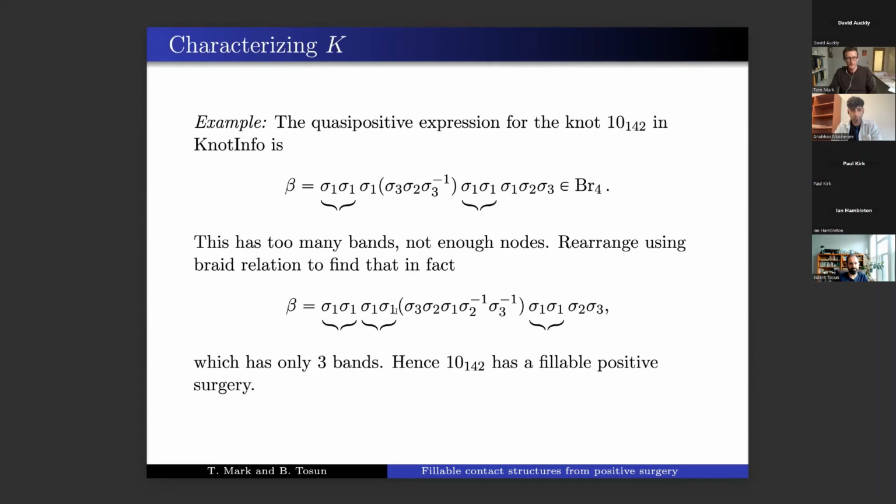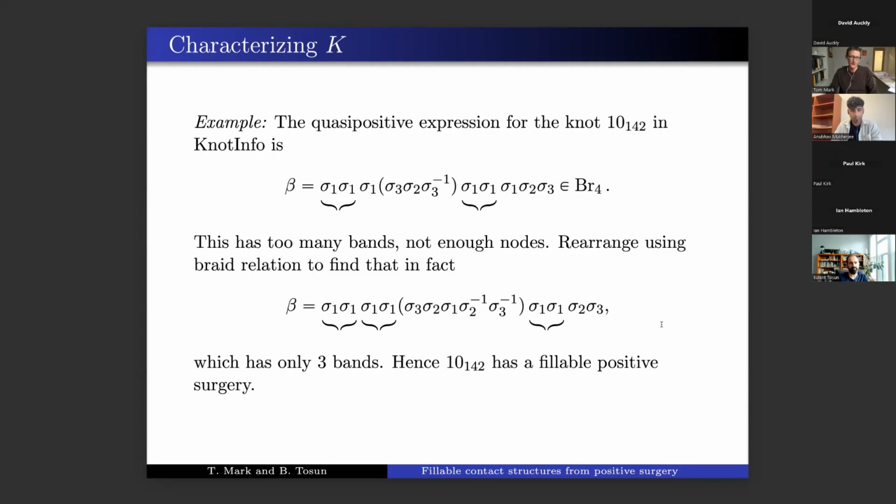It just turns out to pop out a sigma 1 on this side, absorb 1 from that side, but luckily you had an extra. So now there are 3 nodes and 3 bands left over. So this big conjugate thing is a single band, and each of those sigma 2 and sigma 3 is a single band. So there you go. It's only got 3 bands. So this basically describes for you an immersed disk bounded by that knot. So you have a fillable surgery.